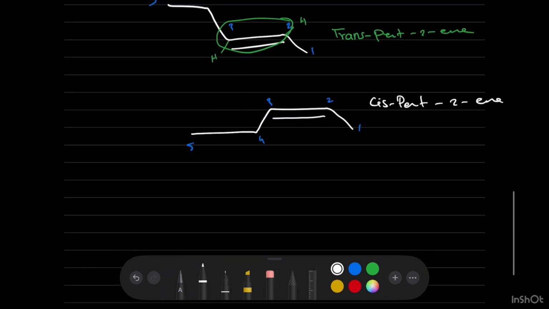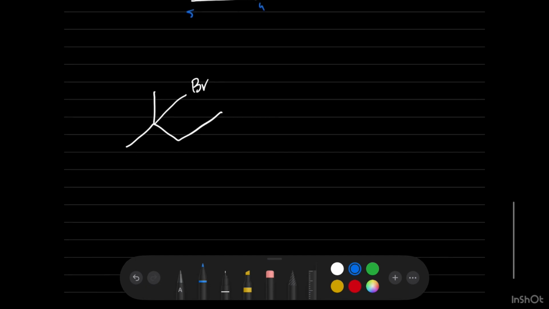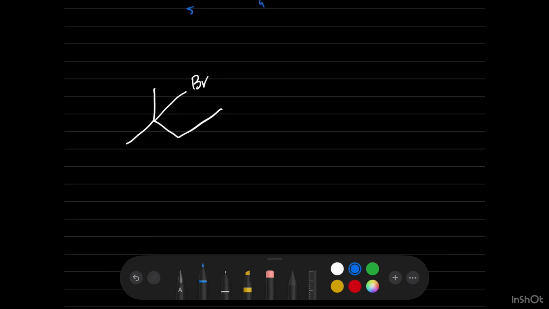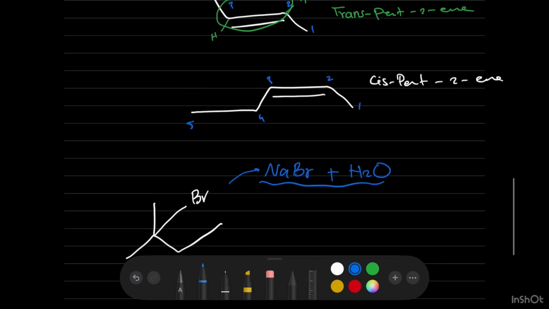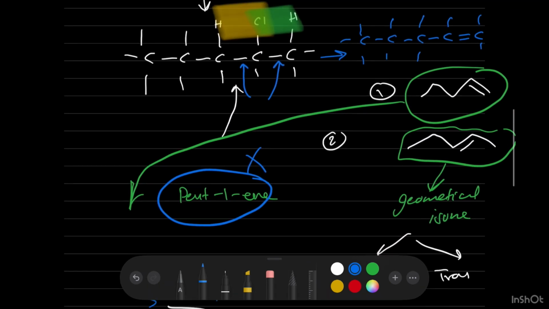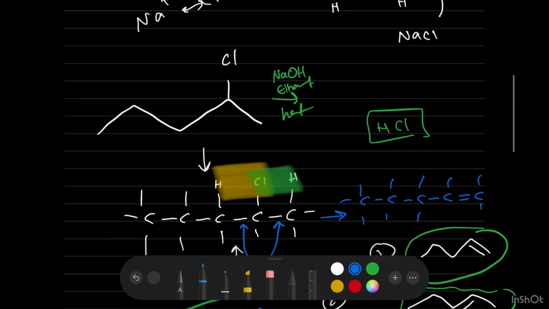Okay, so let's take another example. The question is, how can I do this process in terms of elimination? What will be the products? As we can see, the inorganic products give you NaBr plus H2O, which is usual. By the way, the inorganic compounds that are produced here are NaCl and water. Now let's go to the organic compound.